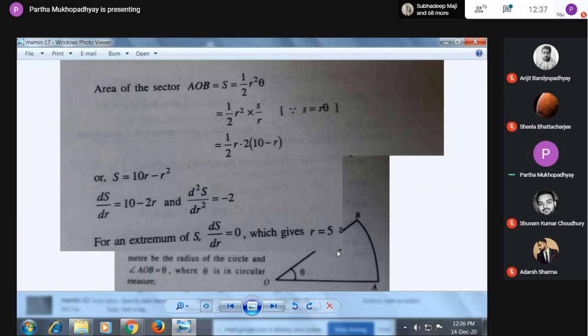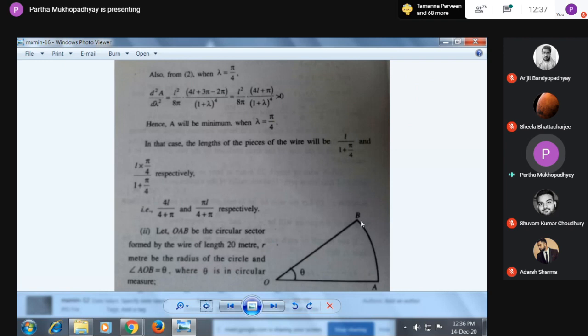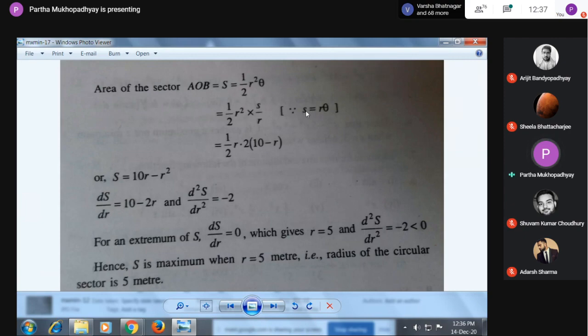So the area, this is given by capital S. Area of the circular sector will be capital A, that is half r square theta. And theta is again replaced by small s by r. What is small s? Don't confuse it with capital S. Small s is the length of this arc AB. So again, I'm telling, capital S is the area, and small s is the length of this arc.